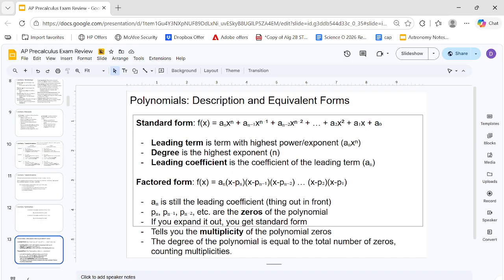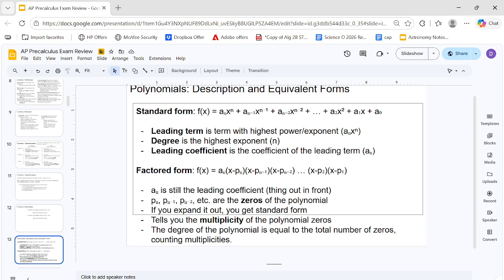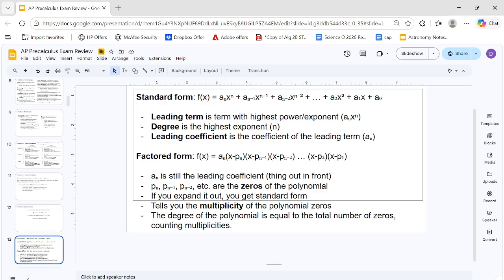So a standard form polynomial is this. It's a sum of a bunch of terms with decreasing powers. The leading term is the term with the highest exponent. Degree is the highest exponent itself, and the leading coefficient is the coefficient in front of the leading term. The factored form shows all of the zeros of the polynomial. It tells you the multiplicity of the polynomial zeros.